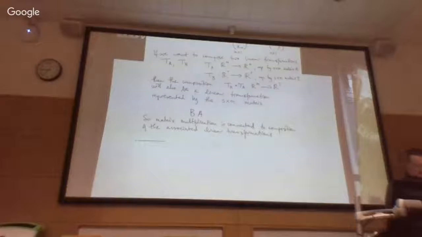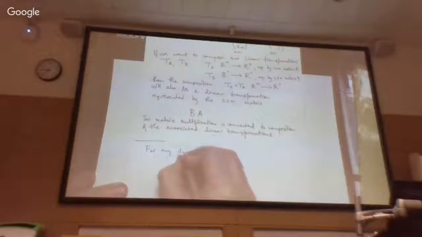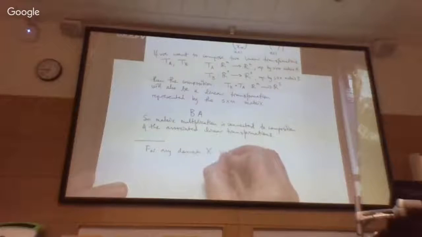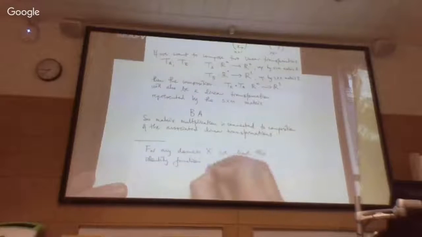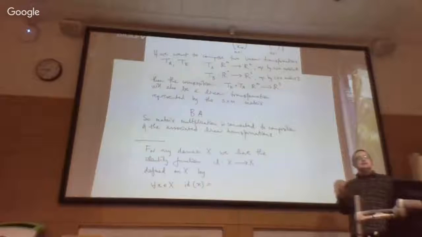So we want to get to talking about inverse functions. In order to do that, first of all, we'll talk about the identity function. For any domain X, we have the identity function ID defined on X by the rule: for every little x from the domain X, what is the identity applied to little x? Well, it's just x.